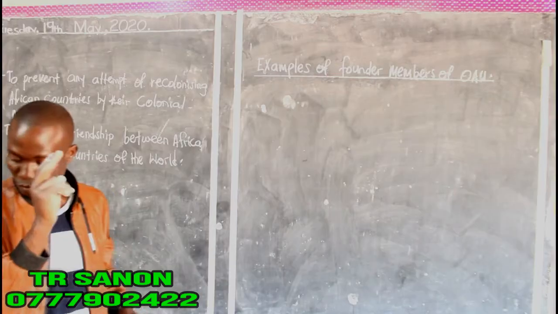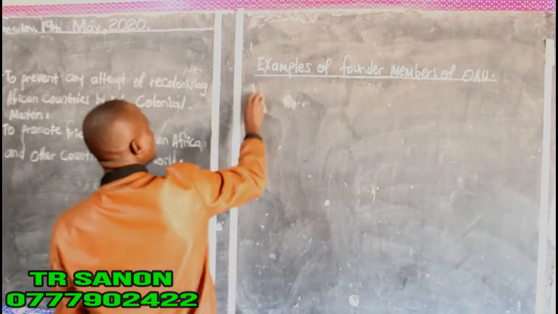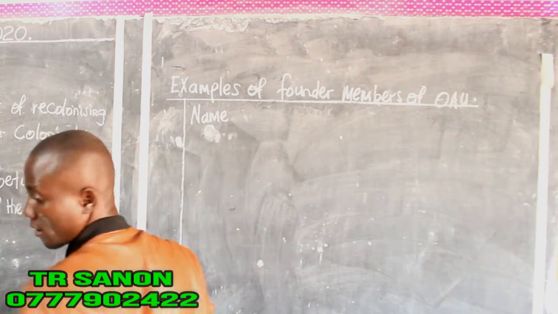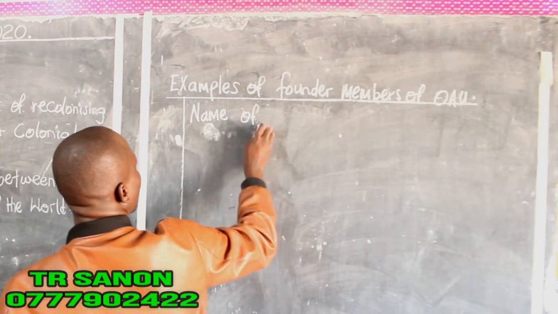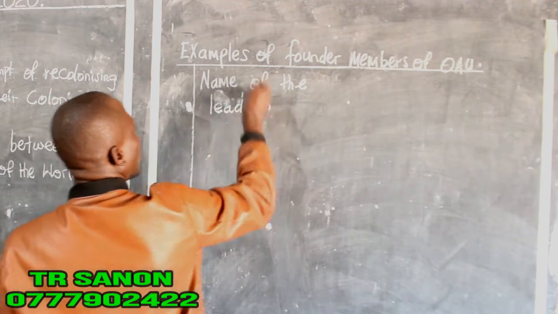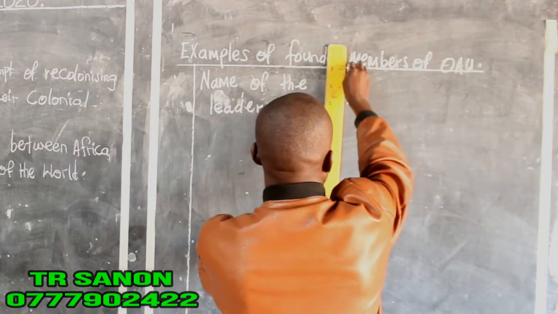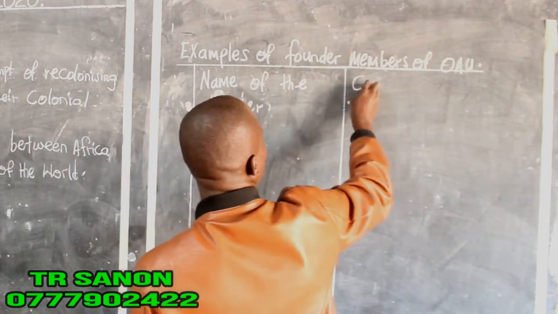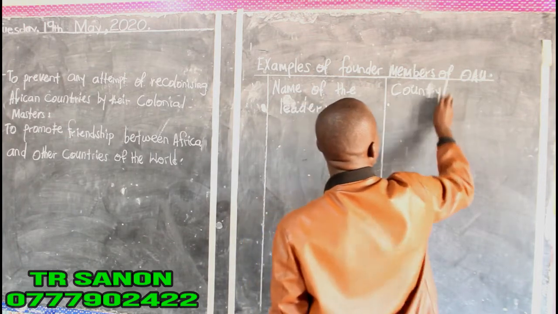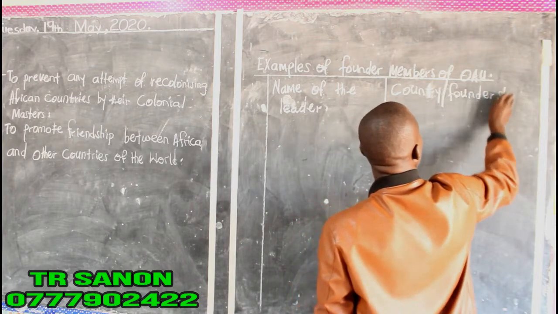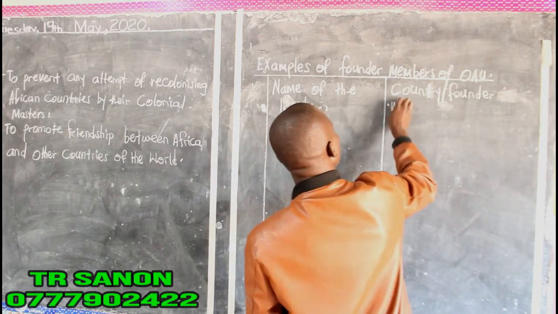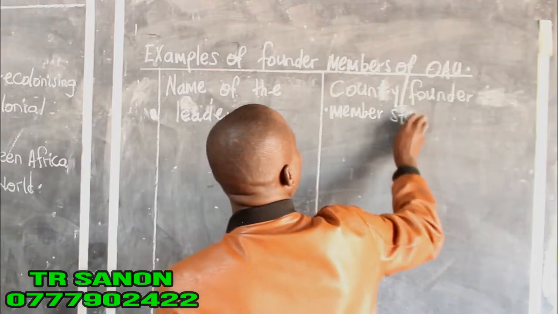So we shall have two columns. One, the name of the leader, and then on the other side, the country the leader belonged to, the founder member state.